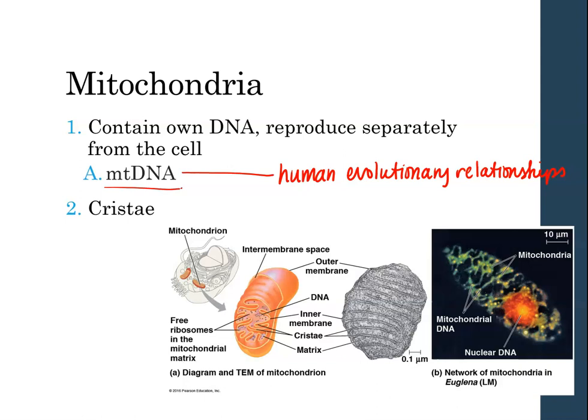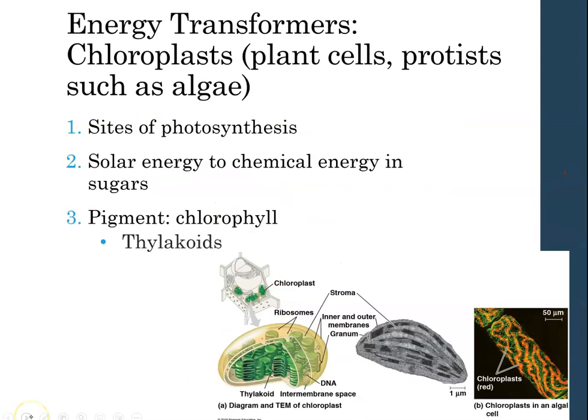Mitochondria have special folds inside called cristae. These cristae are folds that increase the surface area so that we can get more energy production. We'll talk about that more in chapter 7. Our second energy transformer are the chloroplasts. These are found in anything that performs photosynthesis, so not in animals.